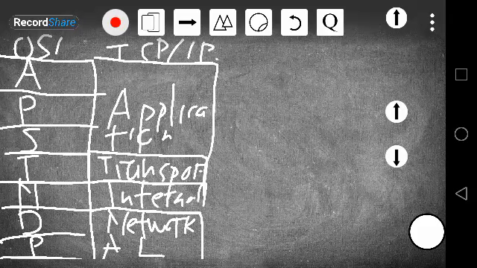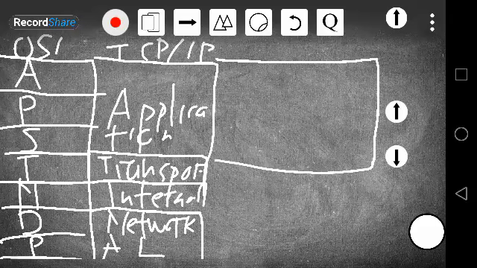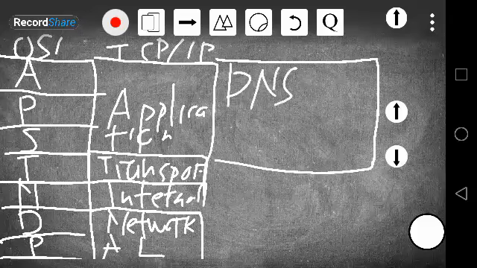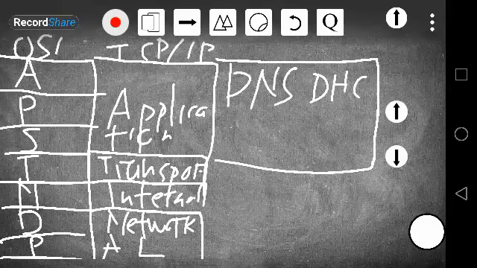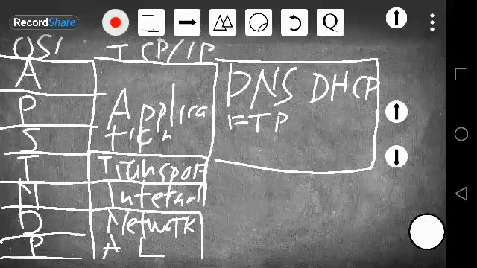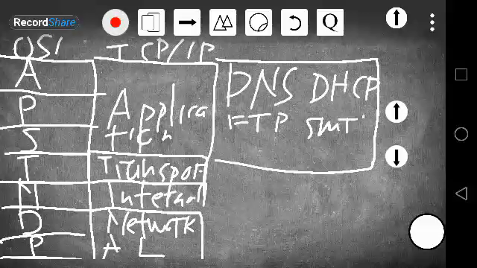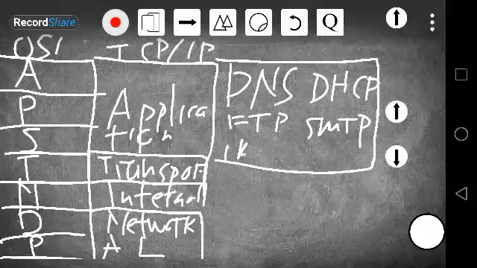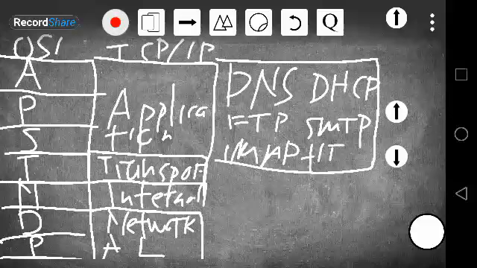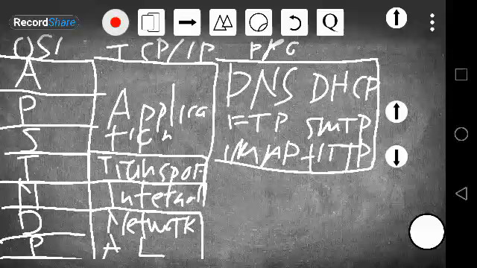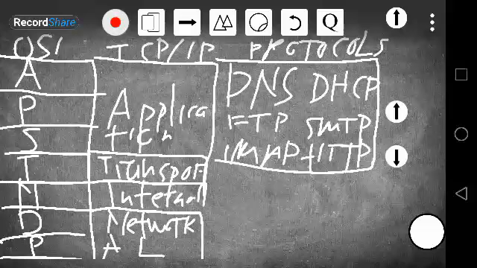So there are some protocols that are involved in this application layer of the TCP/IP, with the DNS, with the DHCP, with the FTP, with the SMTP, with the IMAP, with the HTTP. Okay? So these are the protocols that we have in TCP/IP.